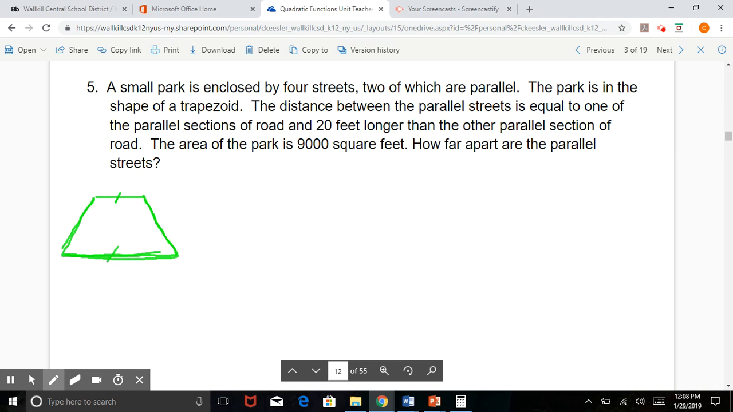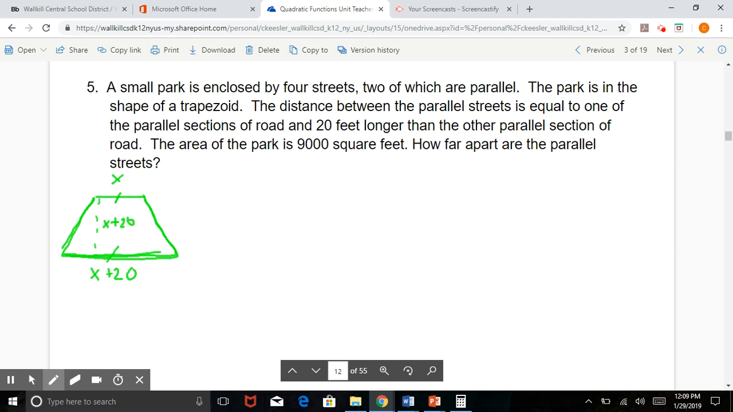These sides are parallel. This side is x. And as it says, the distance between the parallel sections is equal to one of the parallel sections of the road and 20 feet longer than the other parallel section. So this is x plus 20, as is this. Okay, so I know it doesn't look exactly to scale, but you should get the idea there.